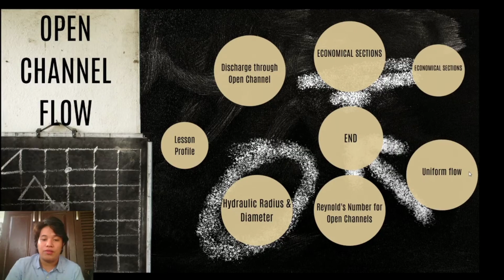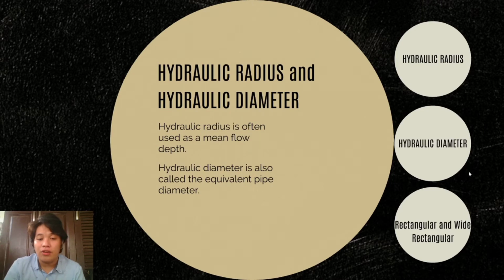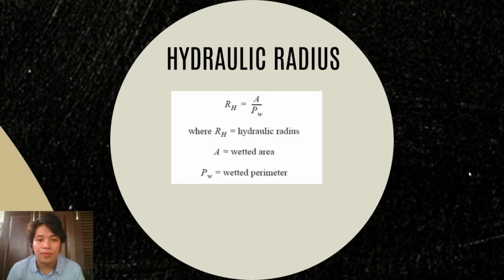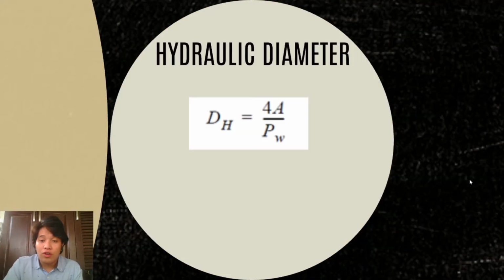Next we proceed to the hydraulic radius and the diameter. The hydraulic radius is often used as a mean flow depth, while the diameter is also called the equivalent pipe diameter. So what is the hydraulic radius? The hydraulic radius comes from this equation: RH for hydraulic radius is equal to the area over the wetted perimeter. Next we proceed to the hydraulic diameter. The hydraulic diameter also comes from dH equals 4A over PW.